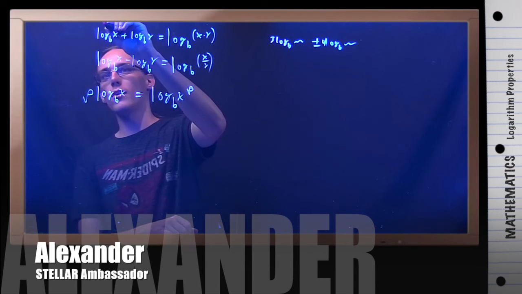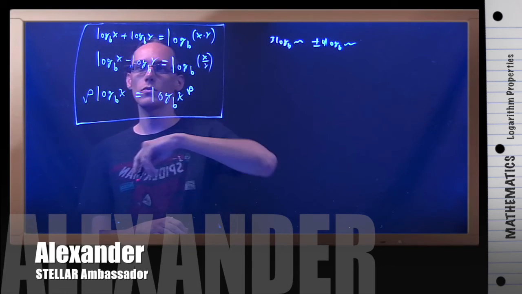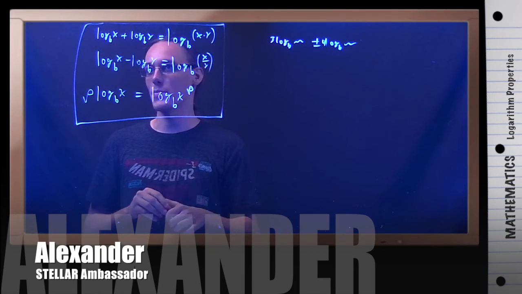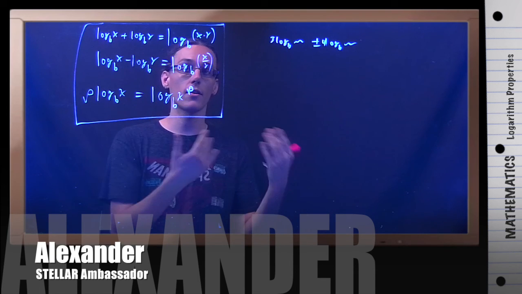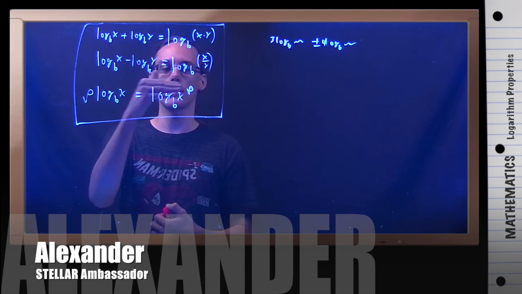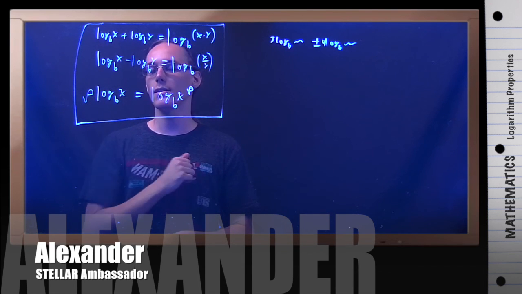And there we go. There are more log properties, but these 3 in particular are super useful for contracting long, expanded out logarithmic expressions. And of course, you can go the other way as well. If it's addition, you multiply. If it's subtraction, you divide. And if you've got a number in front, raise it up to a power. And that is this topic video.